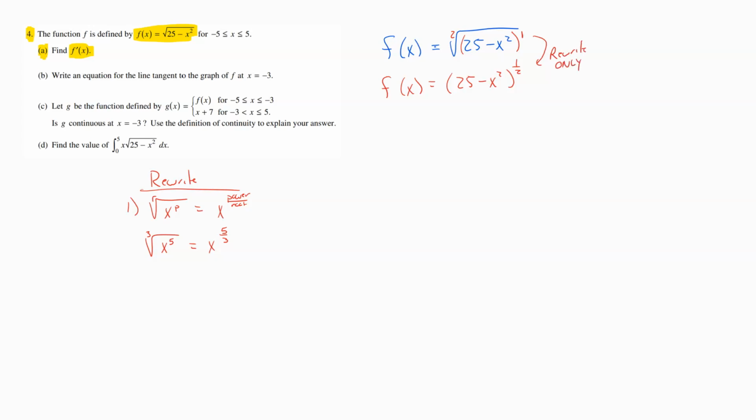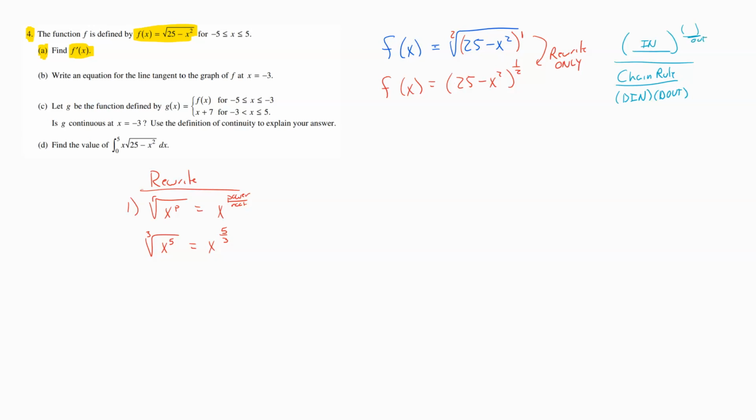Now we look at that and we say, how do I take the derivative of that? Well, what we've got going on here is a function inside another function. This is a classic chain rule setup. So we're going to need to apply our chain rule here. My chain rule recipe that I use goes d in times d out. I'm going to take the derivative of whatever's inside those parentheses, and then this power is my outside derivative.